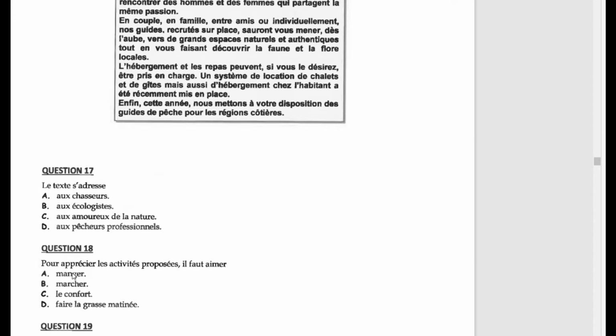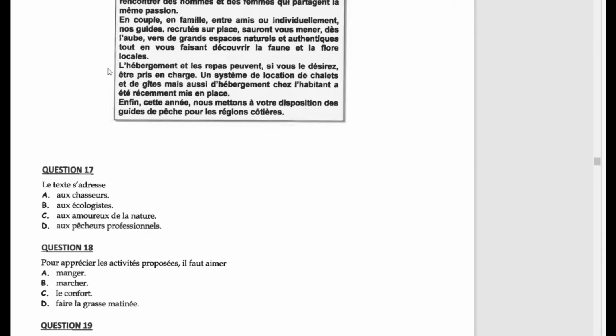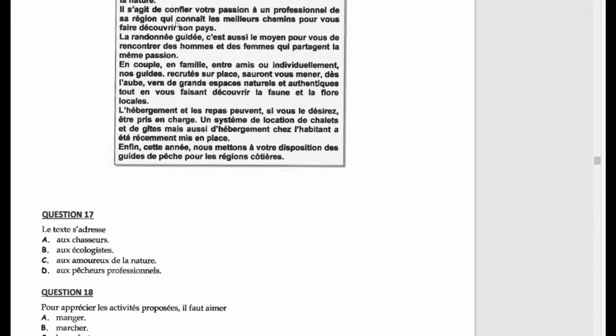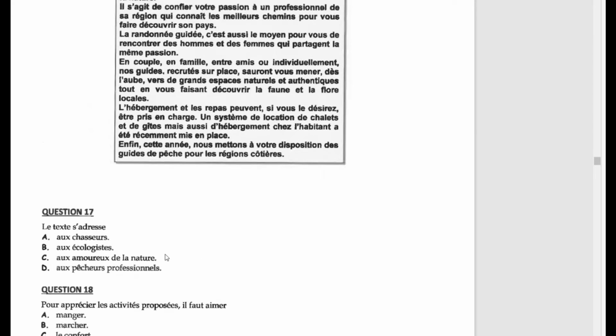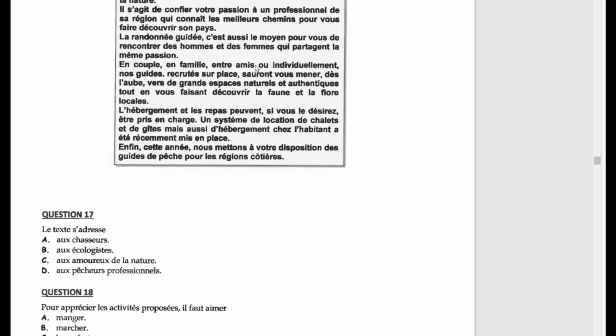Second question, pour apprécier les activités proposées, il faut aimer. They're talking about the walking activity. So the right answer should be B, that the person should like to walk. And here also you can see that you are going to walk on many routes for discovering the country. So you are going to walk a lot. Lavanchuk, Nachuk, Ake. So this is for who? En couple, aux familles, entre amis, ou individuellement. So basically you can see that for couples, for family, between friends, individually, anybody can participate in this particular activity. So the answer should be généralement tout le monde.